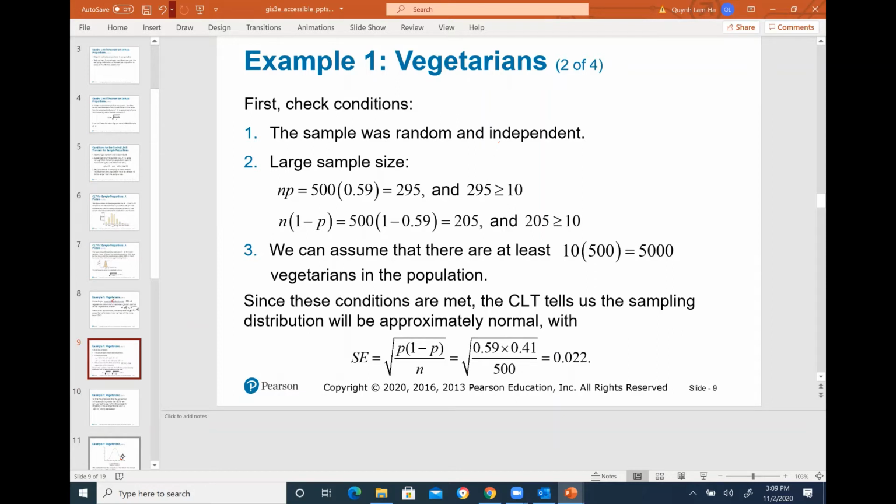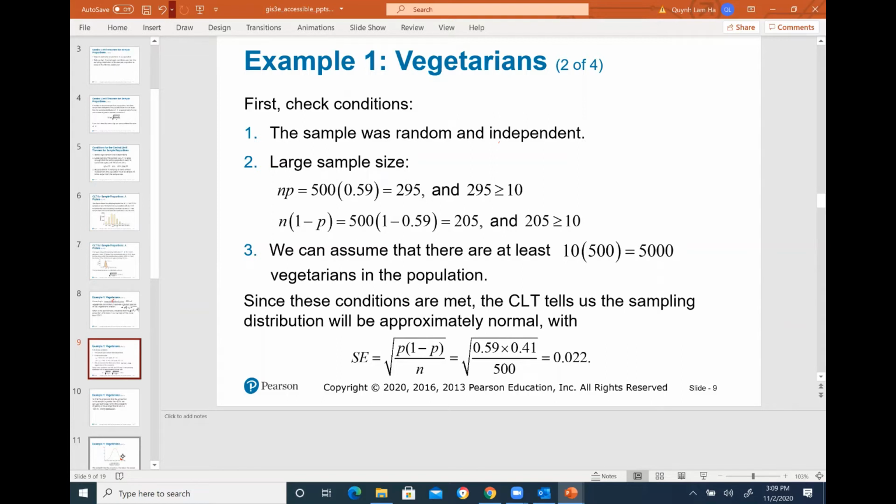That's the second condition. The third condition is, again, you're testing for these three conditions when you have a problem related to what we call a sampling distribution problem. Then you would apply these three. Otherwise, you don't have to.